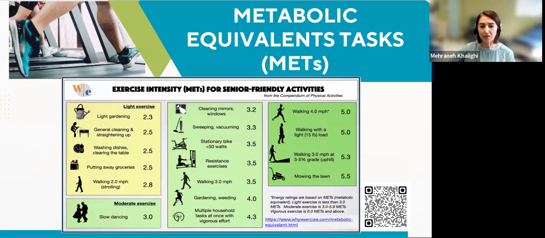The Compendium of Physical Activities is a standardized reference list that assigns MET values to various physical activities, from household tasks and leisure activities to sports, and can be used to assess energy expenditure and functional capacity in different patient populations, including older adults, as shown in this chart adapted for senior-friendly activities.